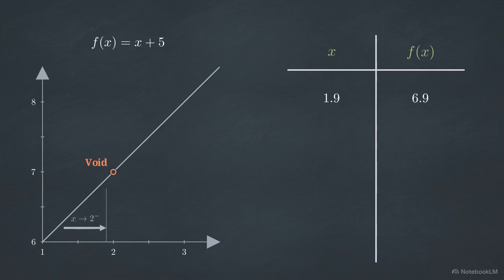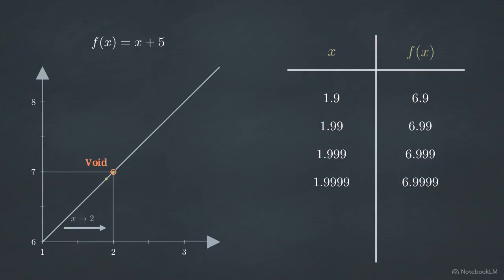When we input an x value of 1.9, the function evaluates to 6.9. Stepping closer to the void, an input of 1.99 yields 6.99. Closing the gap further, 1.999 yields 6.999. And moving micro-marginally closer, 1.9999 evaluates to 6.9999. The data reveals a clear pattern. As the input incrementally steps toward 2, the output systematically trends toward exactly 7.